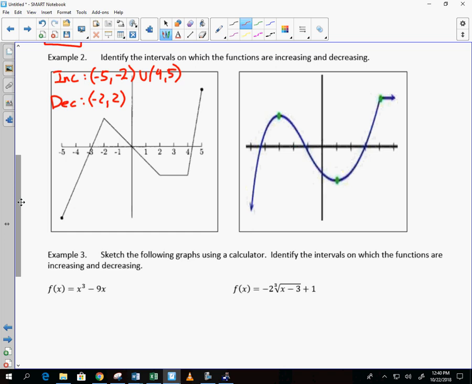Pretty straightforward. Increasing. Looks like I have an arrow on the end here, so I'm going to go from -infinity to -3. And decreasing, looks like I'm going to go from, whoop, I'm sorry, I wrote +3. That should be a -3. Decreasing from -3 to what? Over to 1. And then I increase again from 1 to 4.